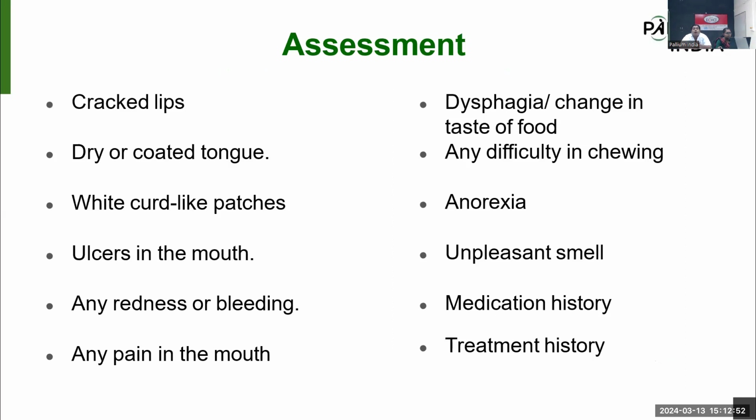So while doing oral care, you have to assess the oral cavity properly. The main assessments are, one, cracked lips, meaning some sort of injury, some cracks in the lips. Dry or coated tongue, where the tongue will be full of dust or sometimes whitish discoloration, that is a coated tongue.